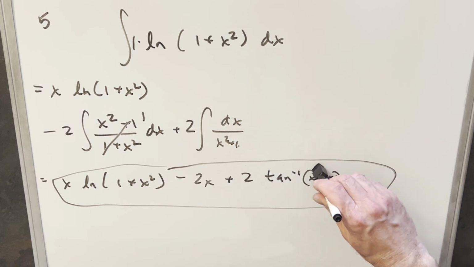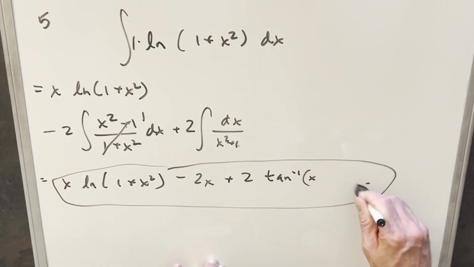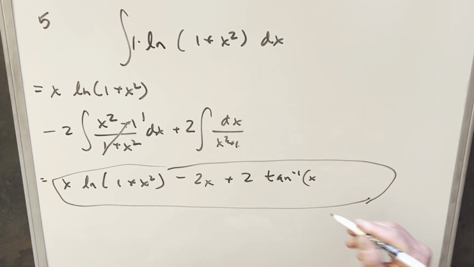Oh yeah, I definitely made a mistake here. This is just supposed to be arctan of x, so let me clean that up. This is just going to be arctan of x here. We'll add a plus c, and we'll move on to number 6.